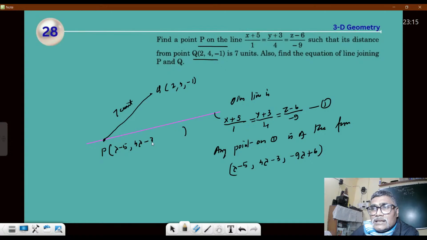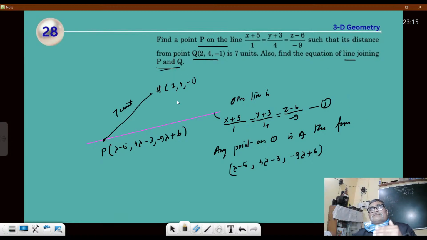So for P, I can consider that there is some value of lambda for which P is this point. Now it's a simple distance formula, you see. You can find the distance between this and that equal to 7. You solve for lambda, you'll be getting 2 values of lambda. One value of lambda will give you this P, another value will give you the other one. Similarly, 2 points you will get. They are asking that only. And at last, they are asking you what is the equation of the line joining PQ.